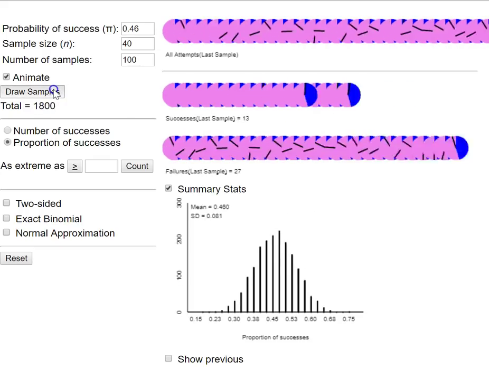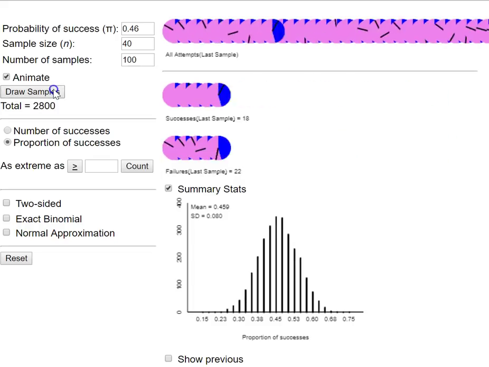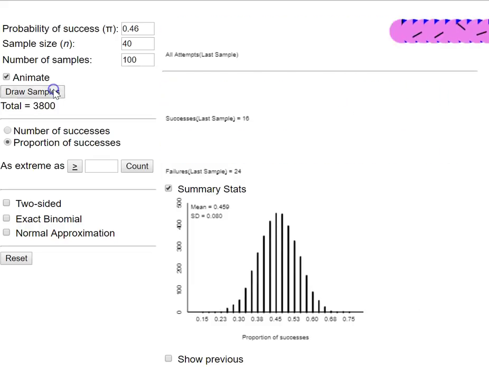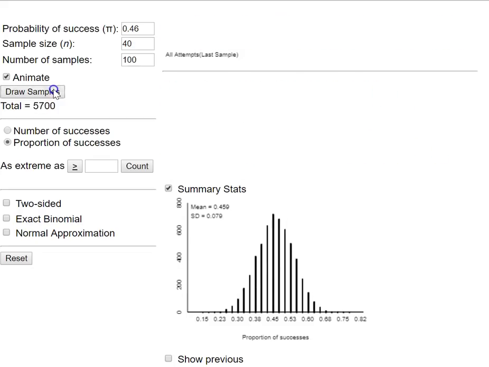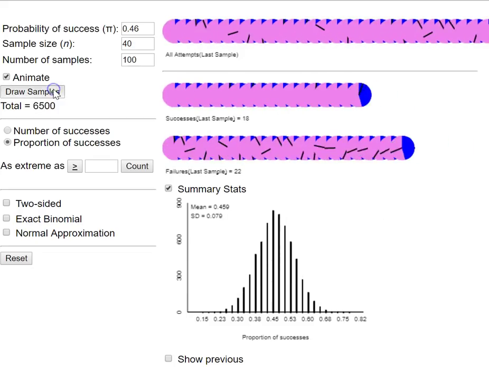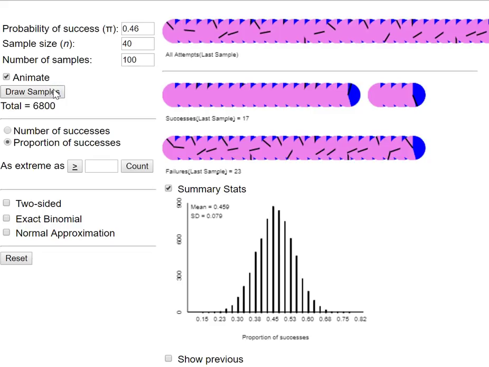So you'll see that the center is still roughly around 0.46 and the standard deviation is around 0.08. There's a little bit of fluctuation in there, but in general, just me adding more dots really doesn't change it. Okay, and that's after 6,800 samples.